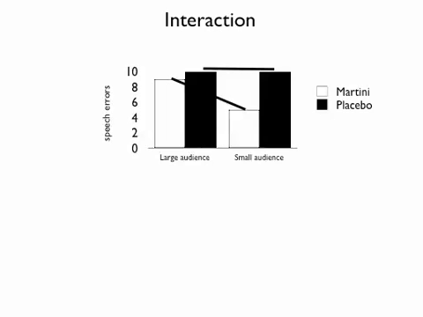That's pretty confusing to hear, so let me try to say it a different way. It's when the effects of one factor depend on what level of the other factor you're at. Let's take an example here. Clearly, martinis are reducing the number of errors that you make when you're addressing a small audience. So when you take a placebo, you make 10 errors, and when you take a martini, you make 5 errors.